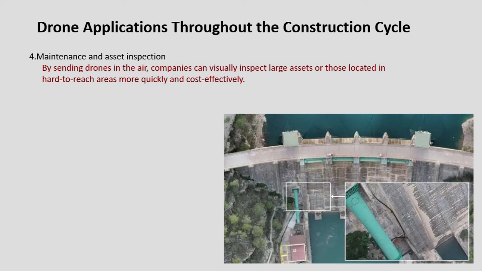Maintenance and asset inspection. By sending drones in the air, companies can visually inspect large assets or those located in hard-to-reach areas more quickly and cost-effectively. The picture shows a dam inspection.